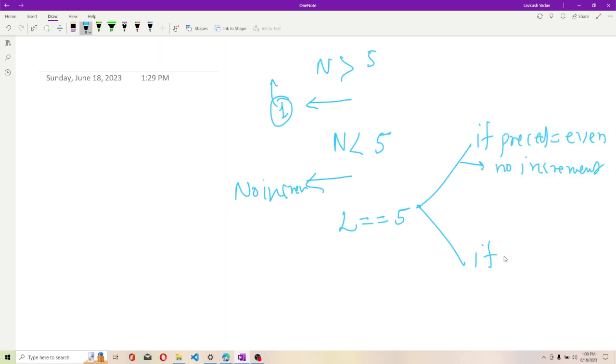If it is odd, then you have to increase by one. Then increase the preceding digit by one. I'm just going to give you some examples so that you can easily understand it. What do I mean by that?